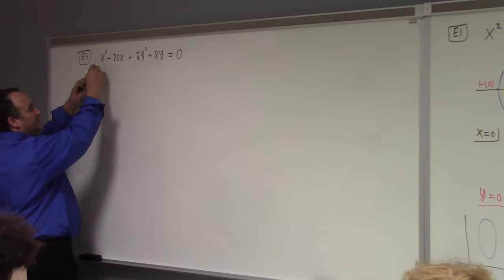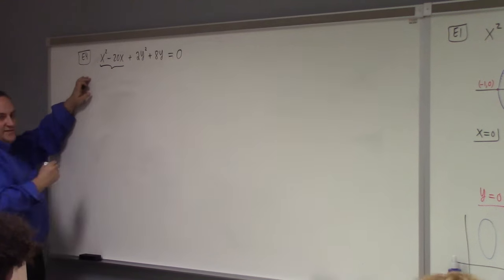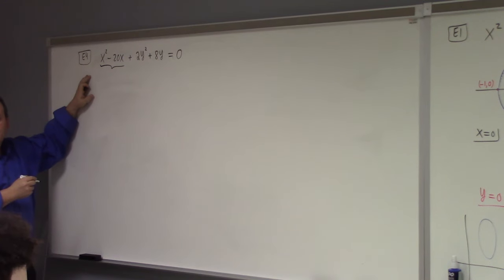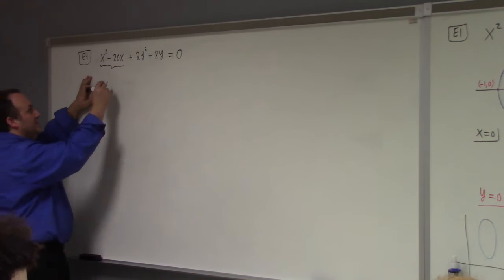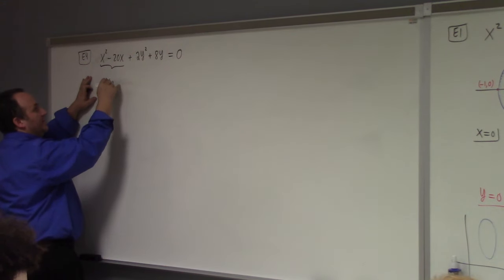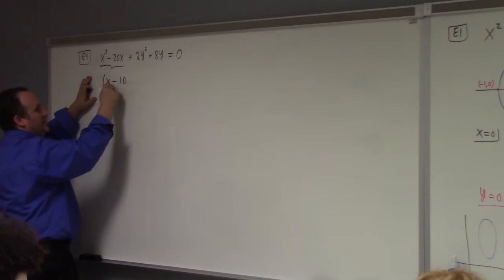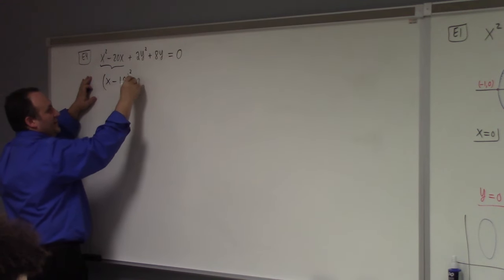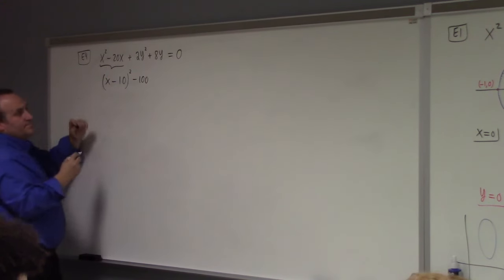So, first of all, x squared minus 20x, what can we do? Factor out an x. You could do that, but that would not be helpful. I mean, she's not wrong. You could factor an x out. But instead, what we're going to do is complete the square. x minus 10 squared minus 100, right?